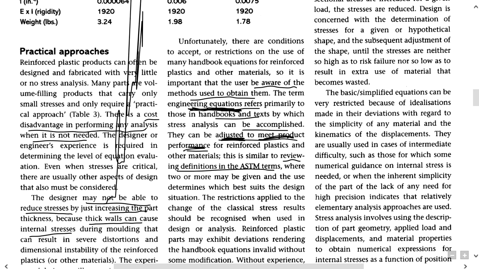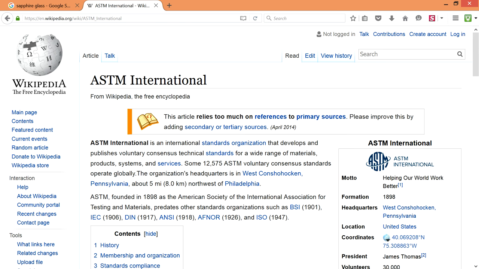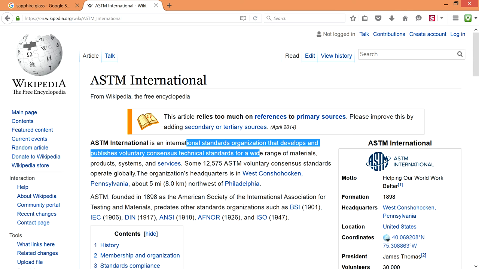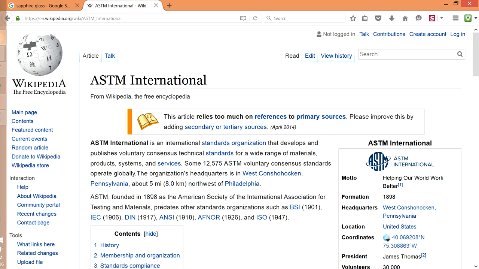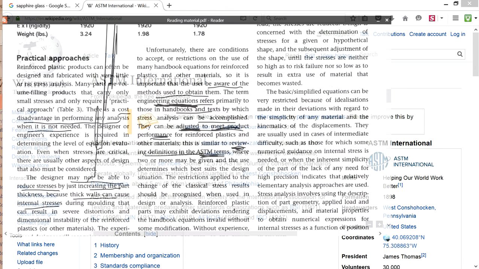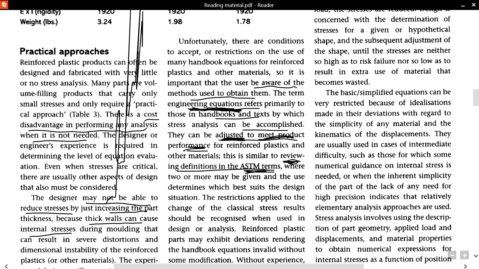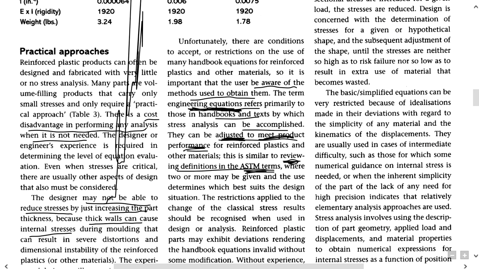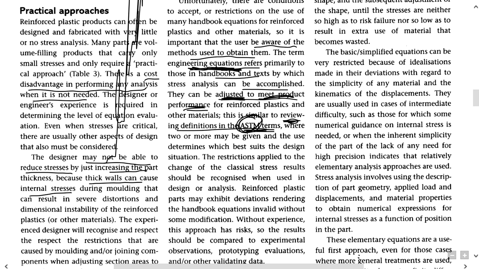So you have to rewrite your equation such that it is easier for you to use, and you can refer to ASTM standards. It's an organization that develops and publishes technical standards for materials, products, systems, and services. So it's an international system that you want to check. So whenever you design, you also have to read up the ASTM guidelines, so you can choose the material from there, I think also.